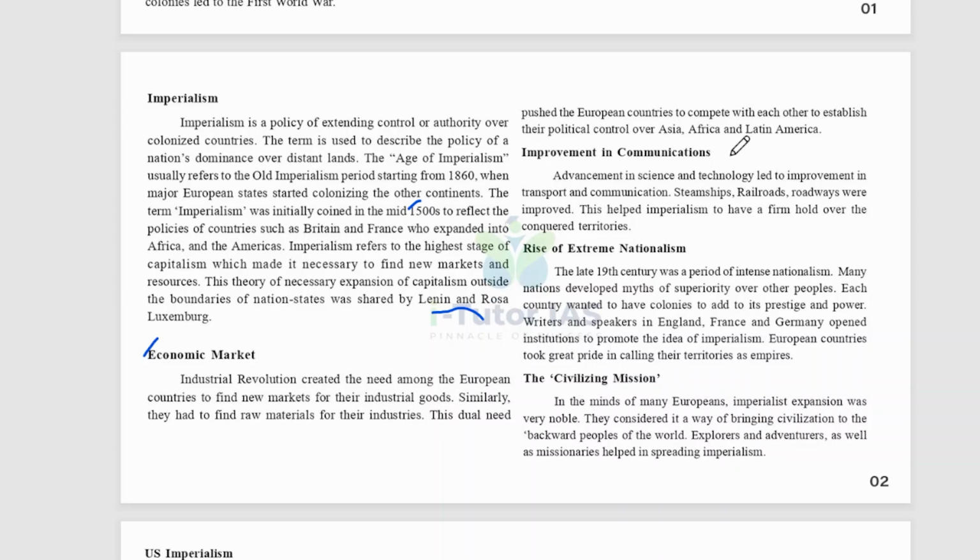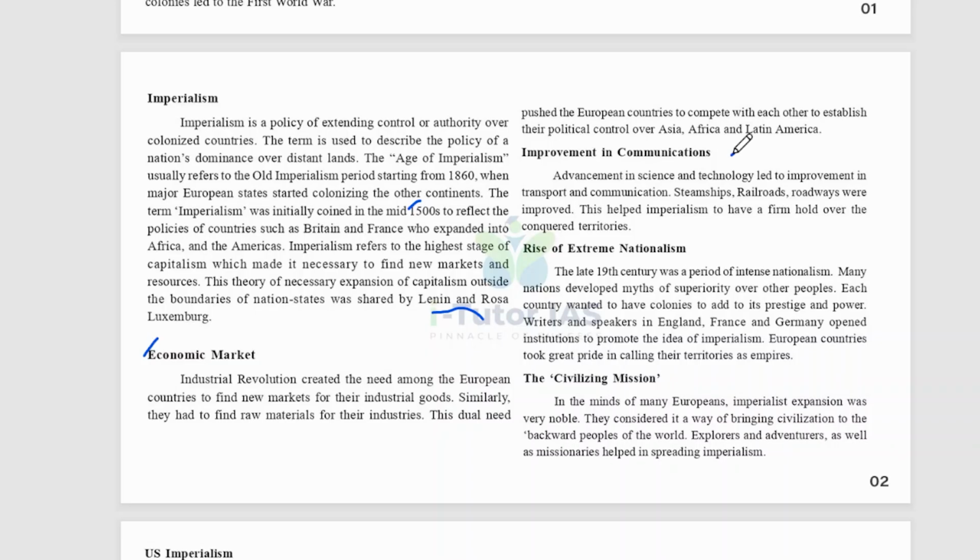Improvement in communication: advancement in science and technology led to improvement in transport and communication. Steamships, railroads, and roadways were improved. This helped imperialism to have a firm hold over the conquered territories.